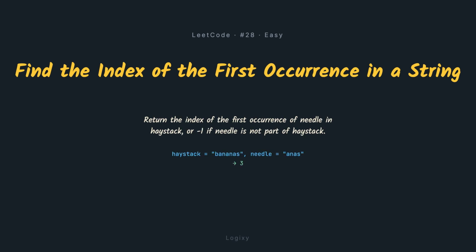Two strings, a haystack and a needle. Find the first index where the needle appears inside the haystack. Take the word bananas and the needle ANAS. It appears starting at index 3, so we return 3.